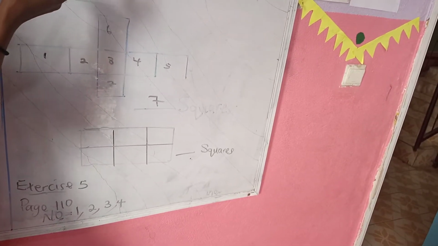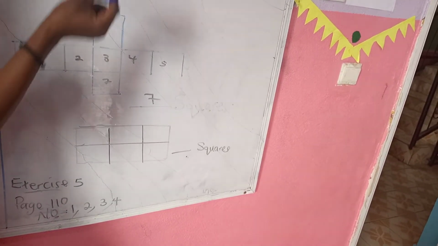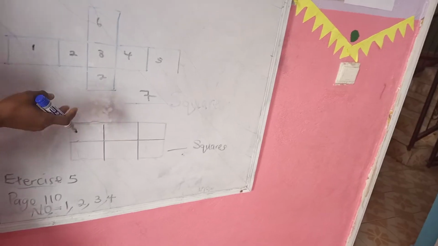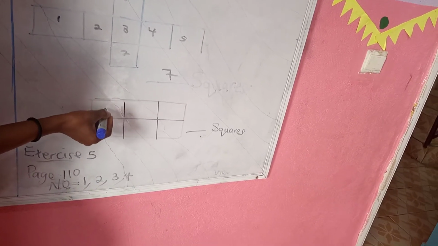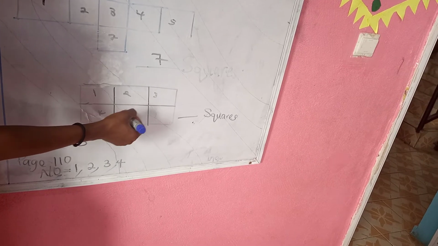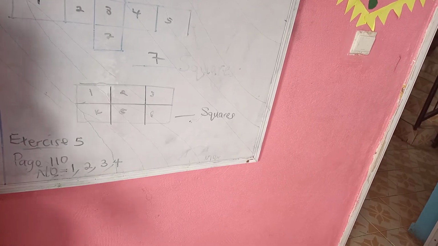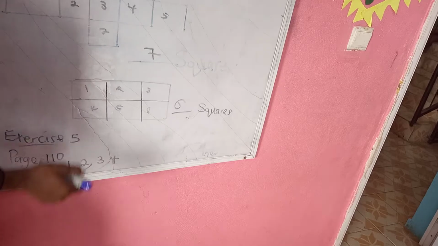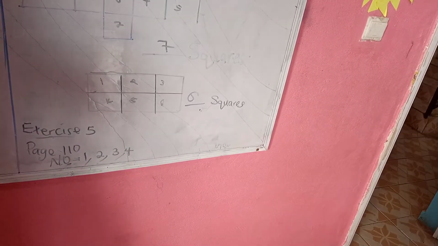Let's check example 2. The instruction is still the same. We should find the areas by counting the squares on each shape. Let's count the shape again. The squares. 1, 2, 3, 4, 5, 6. This means we are having 6 squares in the second example.